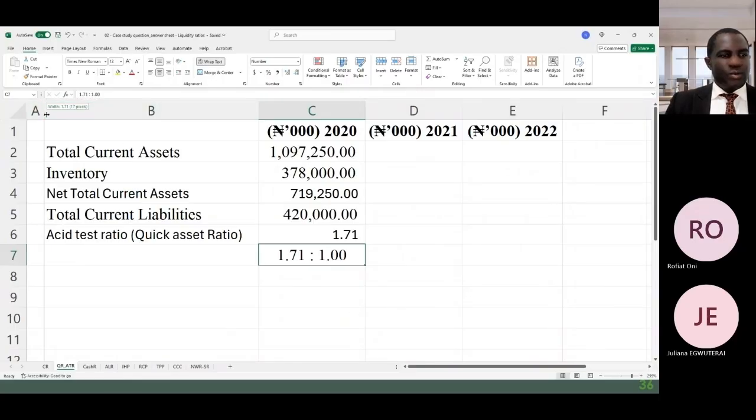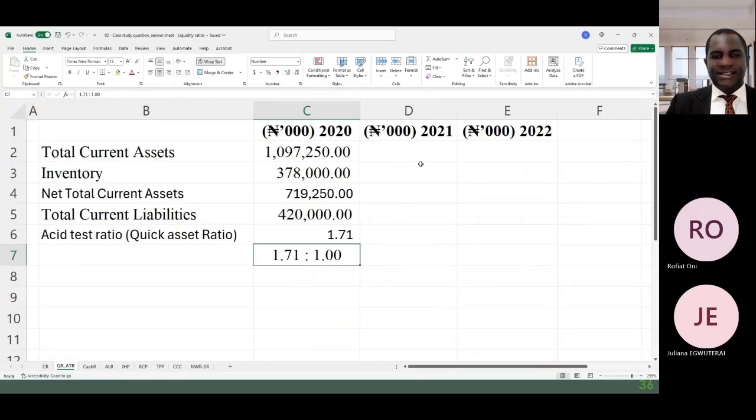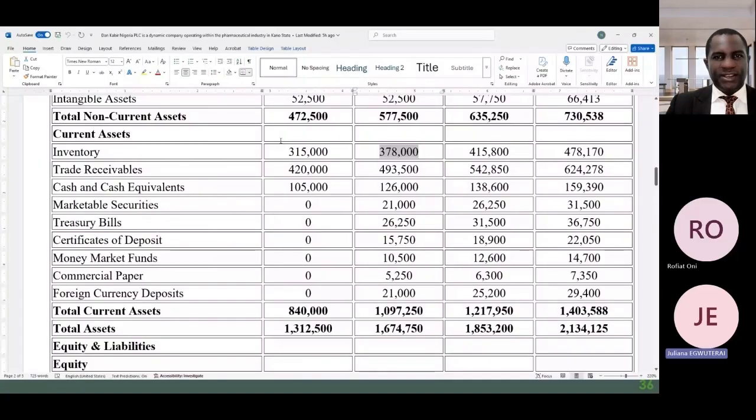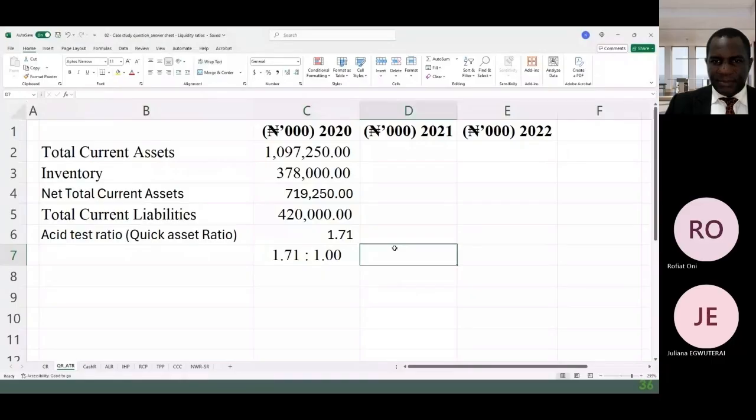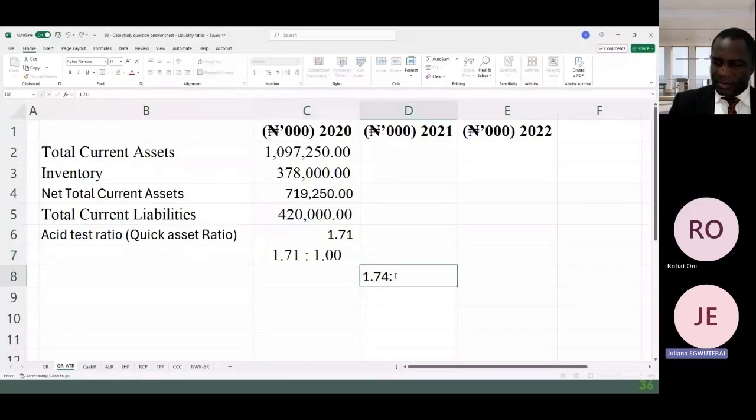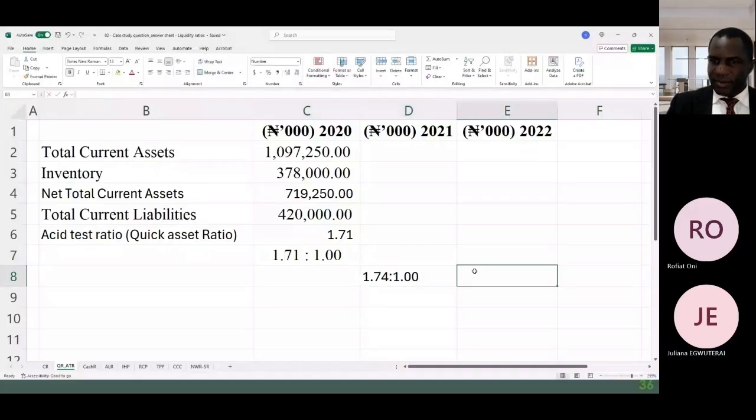Okay, ACAs, let's go. What's 2021 and 2022? Quickly. So let me give you the inventory. 1.74 and 1.75. That was fast. I like that. So let me put it down here. 1.74 to 1. Then for 2020, 1.75 is to 1.